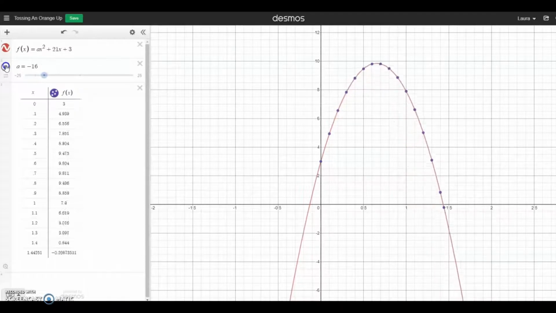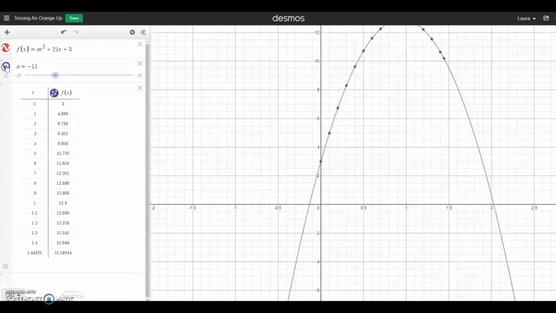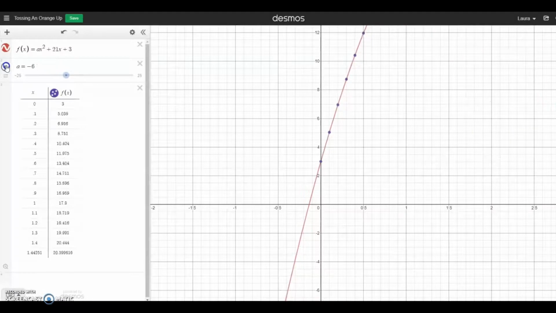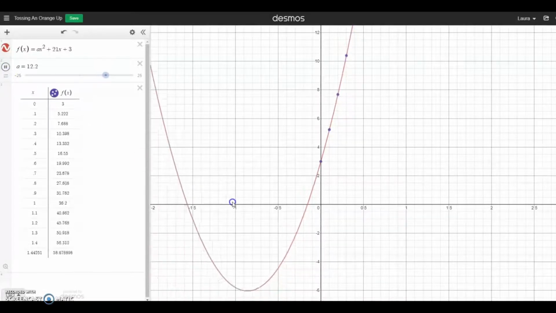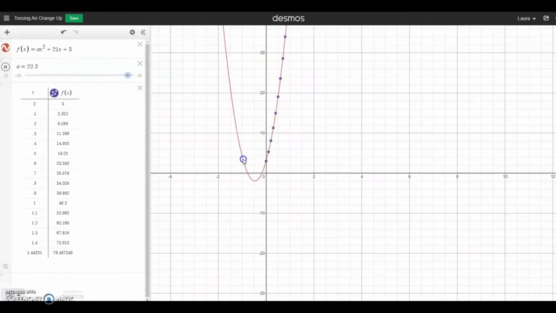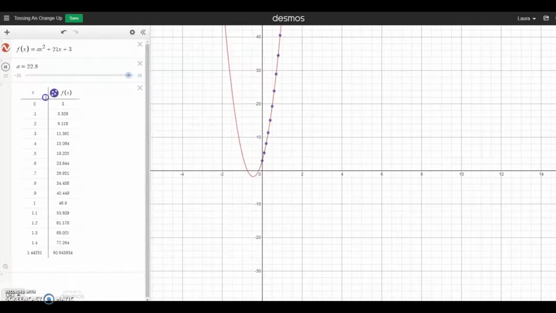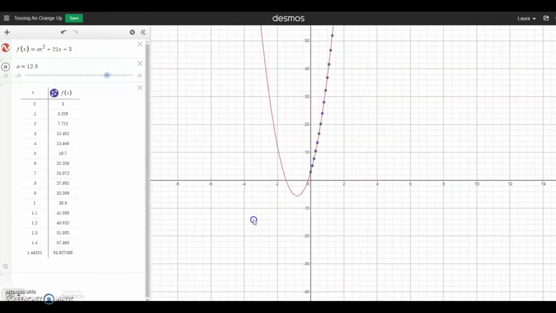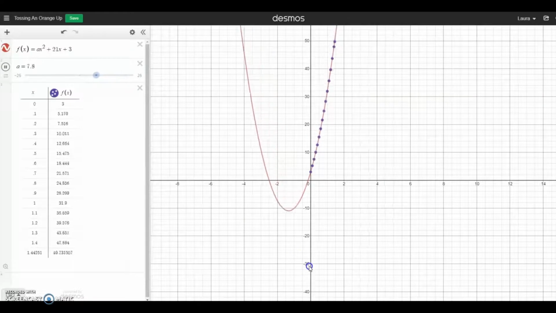So still negative, still negative. We're pretty close to, okay, it's positive now, and it's a totally different graph. So let's zoom out for a minute and see what's happening. Here, a is positive. Let's see what happens when it flips to being a negative number.